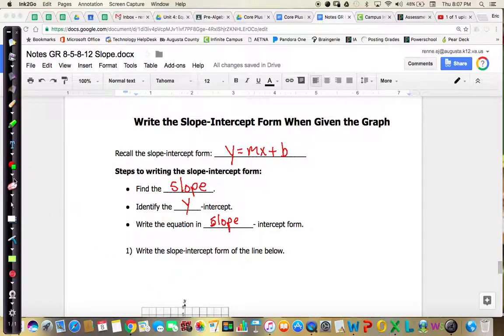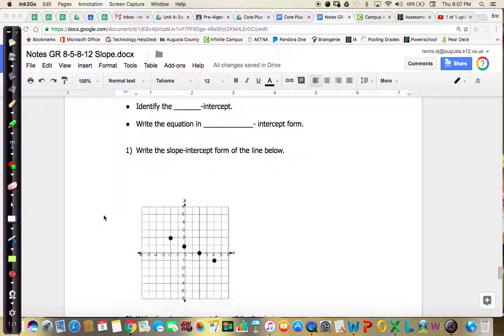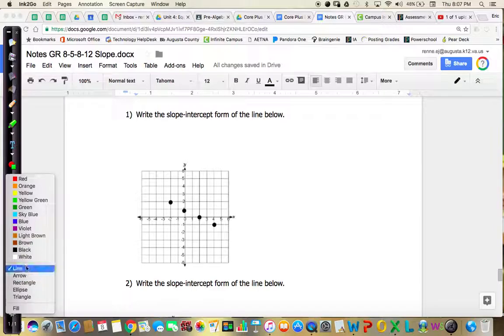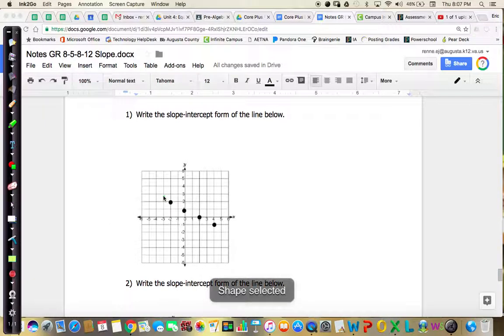So let's look at example 1. Write the slope-intercept form of the line below. So the first step is to find the slope. But before we do that, I do not have the coordinates connected here, so let's draw a line segment and put arrows on the ends of your line segment to show that it's a line and goes on and on forever.